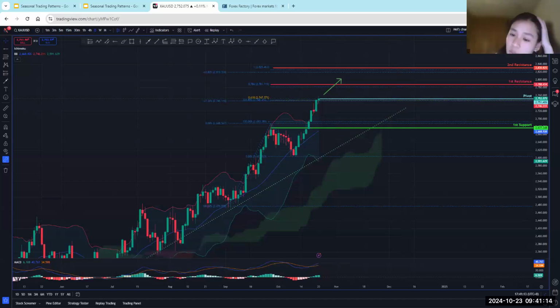Okay, so they all support our analysis that prices are going to continue to move upwards towards our first and maybe second resistance.